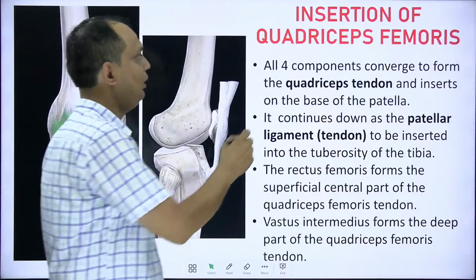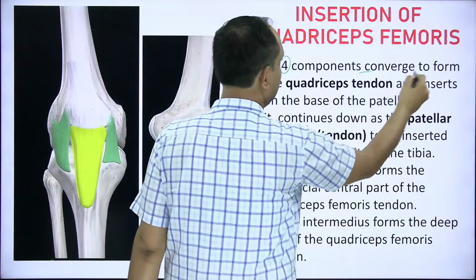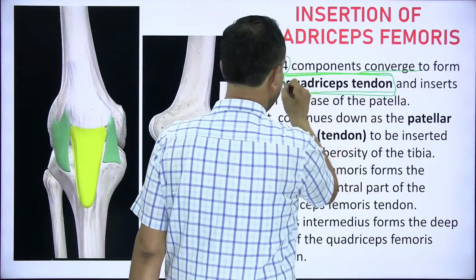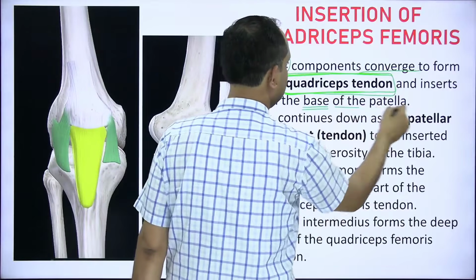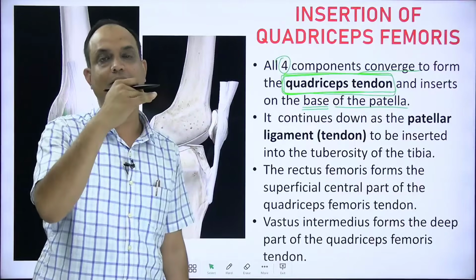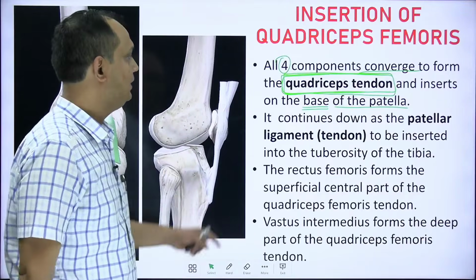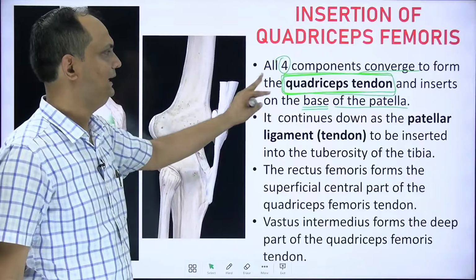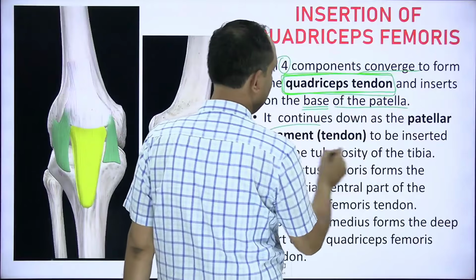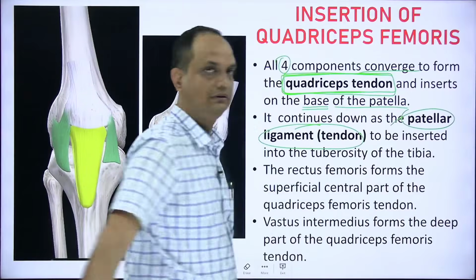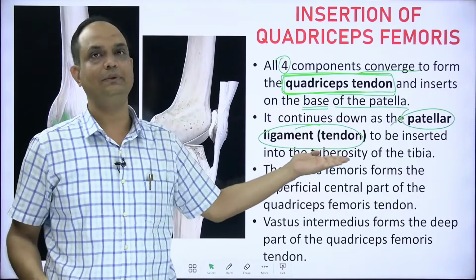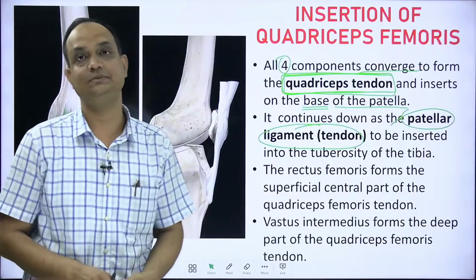All four components of the quadriceps converge, and the convergence forms a tendon known as the quadriceps tendon, and this tendon ultimately inserts on the base of the patella. I told you that the patella is a triangular bone, having its base upward and apex downward. This quadriceps tendon continues downward as the patellar tendon or patellar ligament. So, this is the first question: what is the patellar ligament? The patellar ligament is a continuation of the quadriceps tendon.